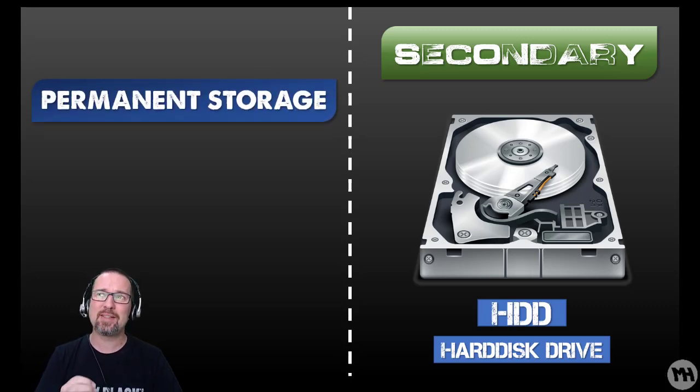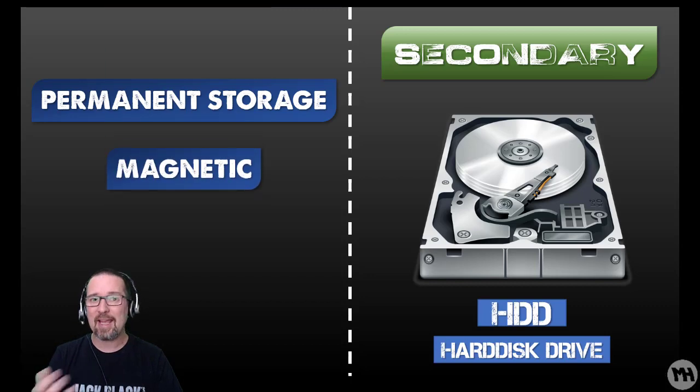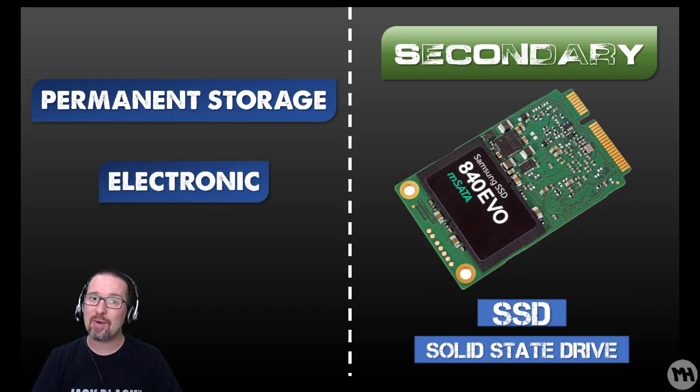It's permanent in terms of that when you have saved your data onto the drive, it is then retrievable at another date and time. It's magnetic storage. In terms of a hard disk drive, this is magnetic storage. We also have solid state drives, which are electronic and taking over because they are really, really cool.